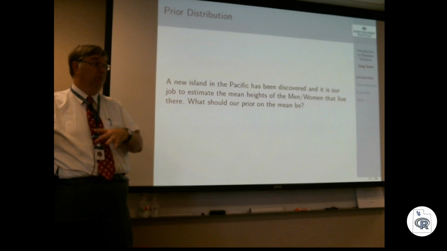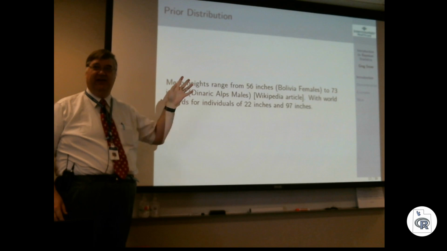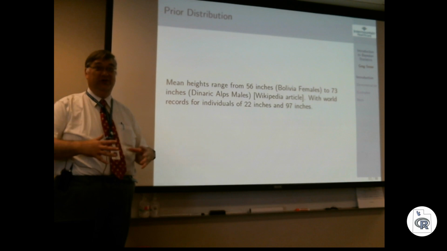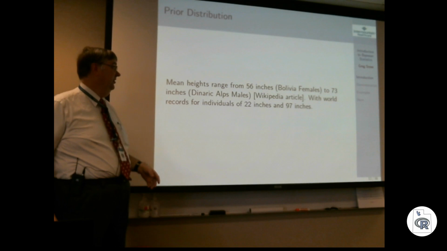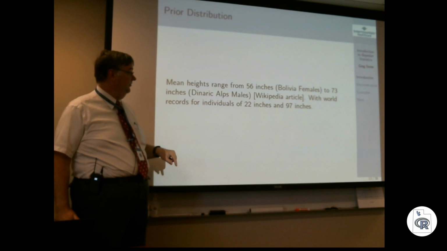I actually went onto Wikipedia and spent 5-10 minutes. Actually, I spent longer, but that was because I kept getting distracted and looking at other things. So the useful time finding this out was around 5 minutes. There's this Wikipedia page that has studies that have been done all over the world in all these different countries, and it has the mean heights of men and women reported for all these different countries. The lowest was 56 inches in height for females in Bolivia, up to 73 inches in height someplace in the Dinaric Alps, which I don't know what part of the Alps that is, but that's what it said, for males there.